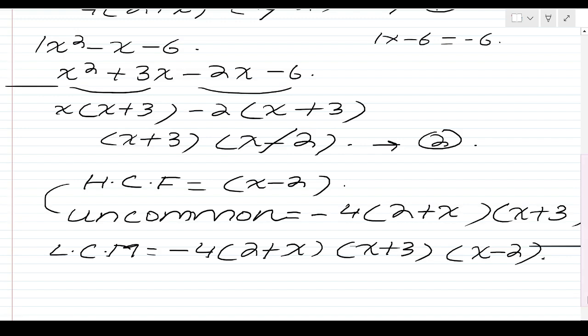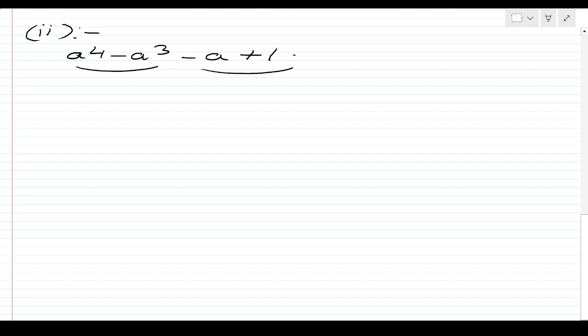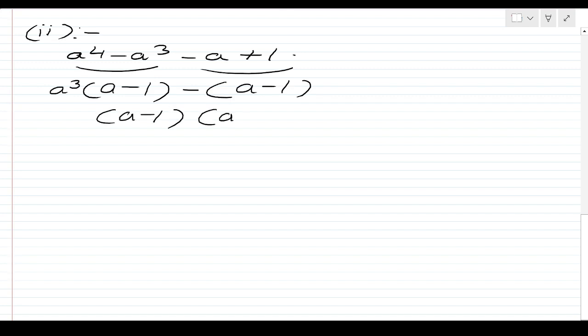Now let's move on to the second part of question number 1. In the second part, we have a power 4 minus a power 3 minus a plus 1. Now what is the common between the first pair and the second pair? We can just pick a cube. So a cube bracket a minus 1, and then from the second we will just pick the sign of negative and then a minus 1. So a minus 1 is our first term and a cube minus 1 is our second.